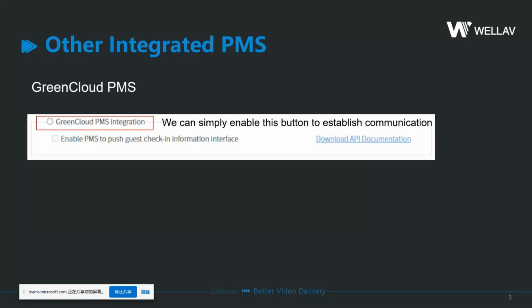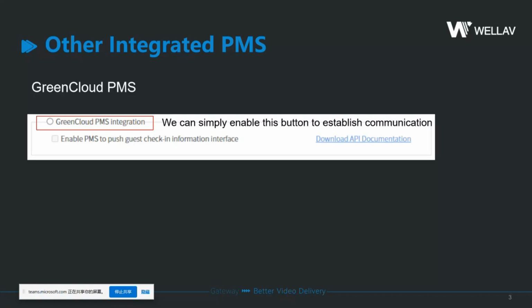And Green Cloud is another PMS system we already integrated in our interface. With this, it's relatively simple. We can simply enable the Green Cloud PMS button. Then the communication will be automatically established between the IPTV server and the PMS, because there's a dedicated handshake method between this PMS system and our IPTV server.